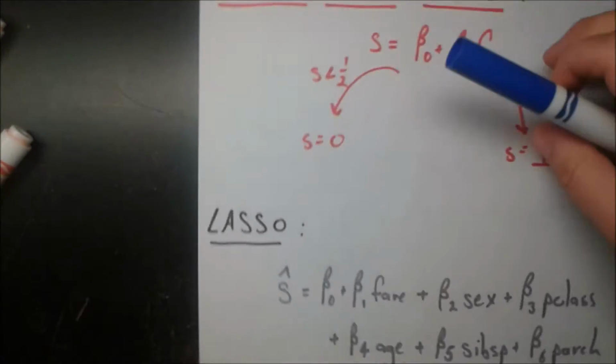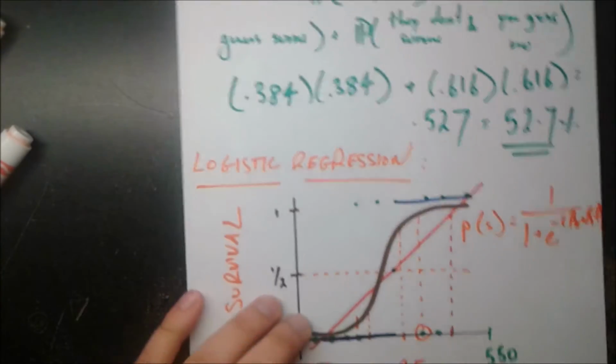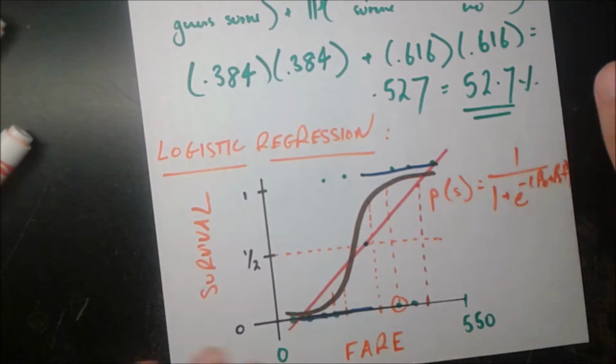So now the real question is whether the adapted linear model, which predicts either 0 or 1, or the logistic model, which also predicts 0 or 1, is the better model. And for that, we're going to go ahead and show you the results.